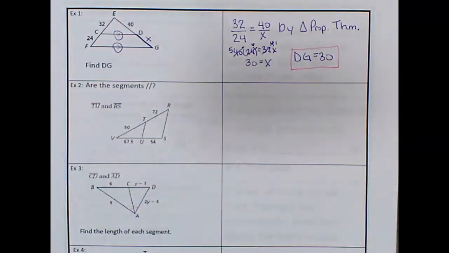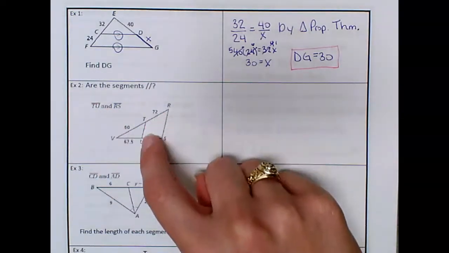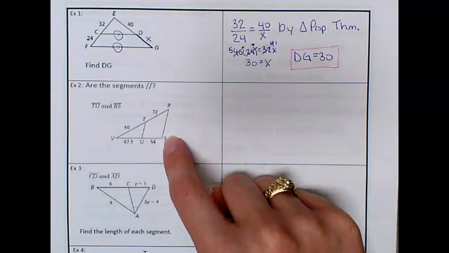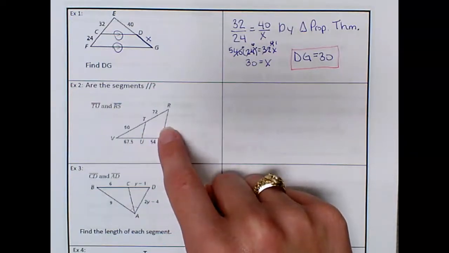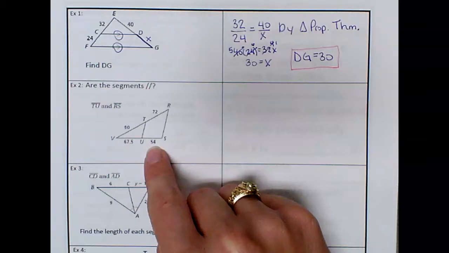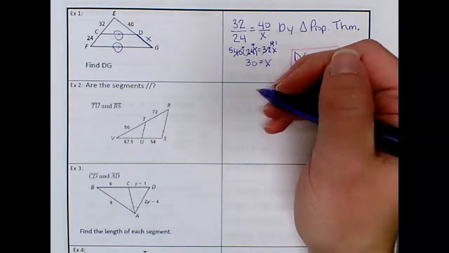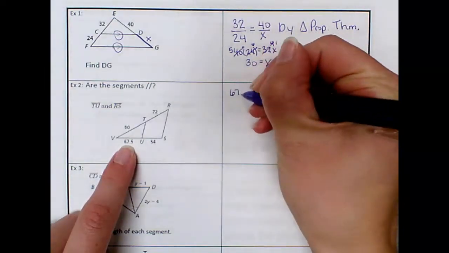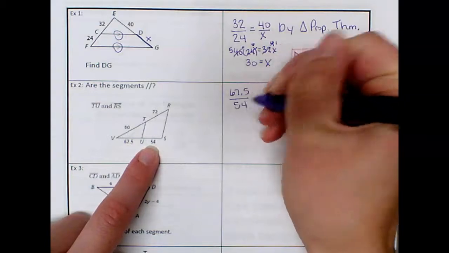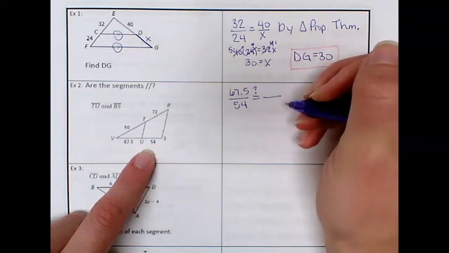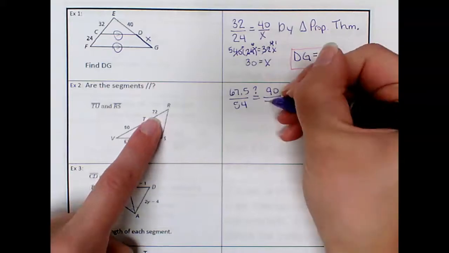Example 2 asks, are the segments parallel? So here we're talking about segment TU, which is right here, and segment RS, which is right here. Now we don't know they're parallel yet, but we'd like to prove that they're parallel, and I have some measurements out to the side. So that tells me I'm probably going to be using the converse of the triangle proportionality theorem. So let's see if we can create some ratios and see if those ratios are in fact equal. So I'm going to create my ratios, 67.5 over 54. And I'm hoping that it's equal to 90 over 72.